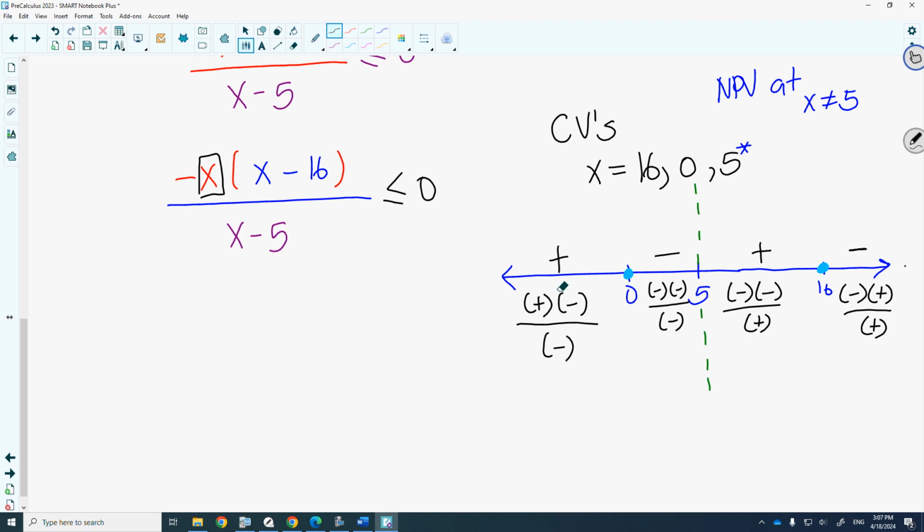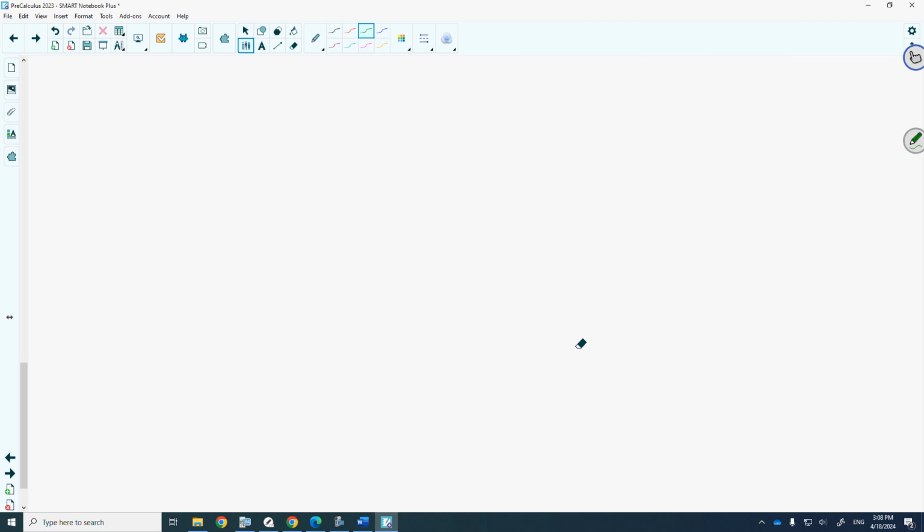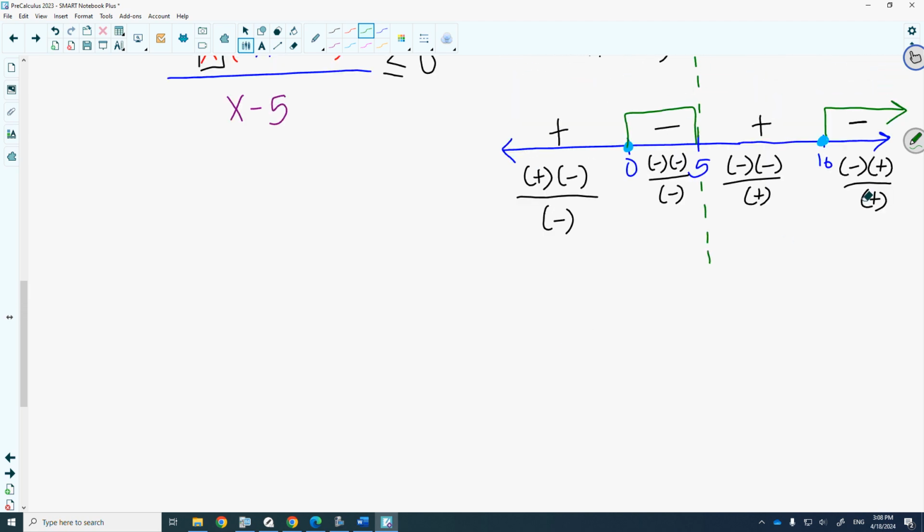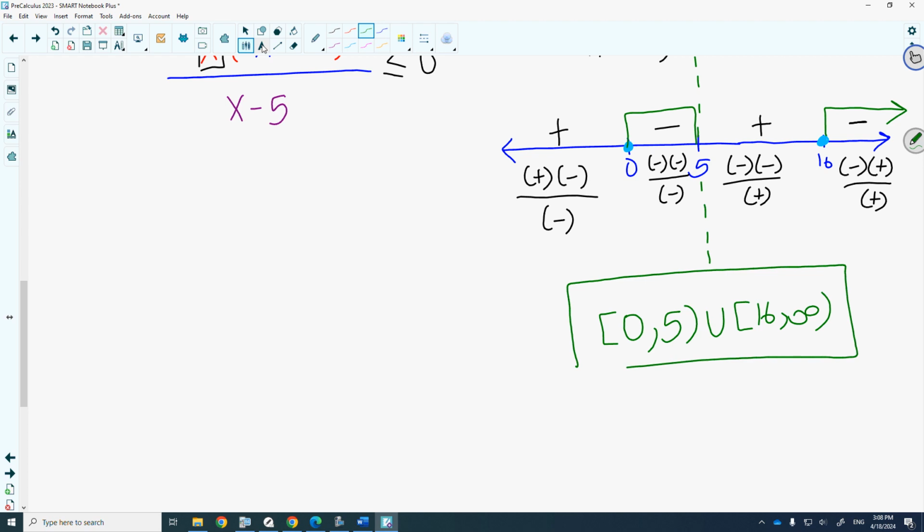Okay, I am looking for less than 0. This and this. Pause, write that in interval notation. Zero is included. 5 is not included. 16 is included. To infinity, round bracket. That would be the solution set that would make that inequality true.